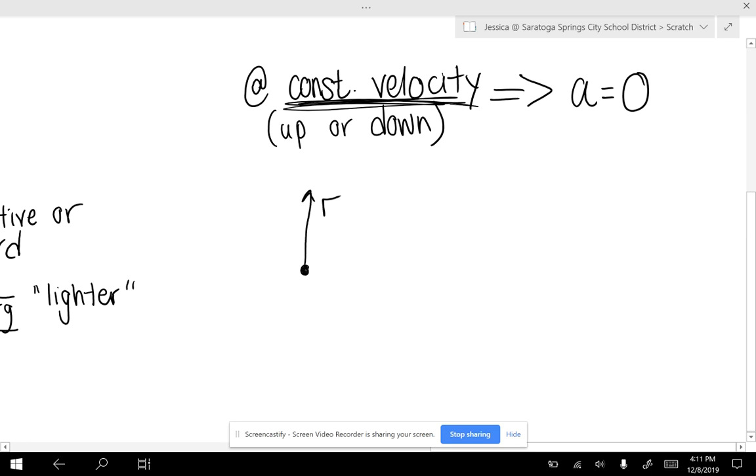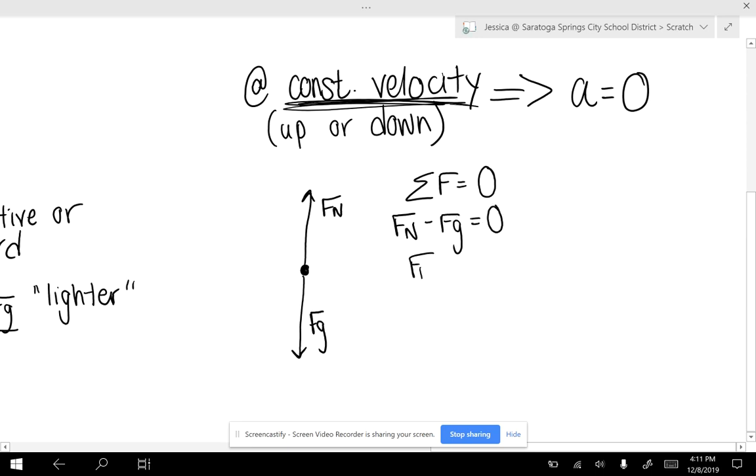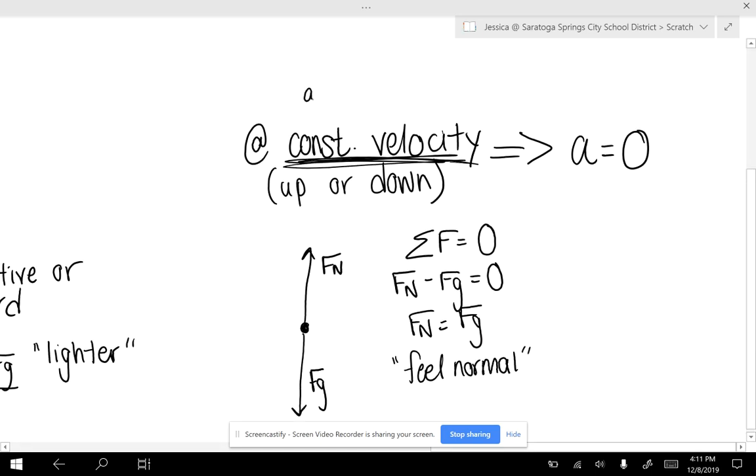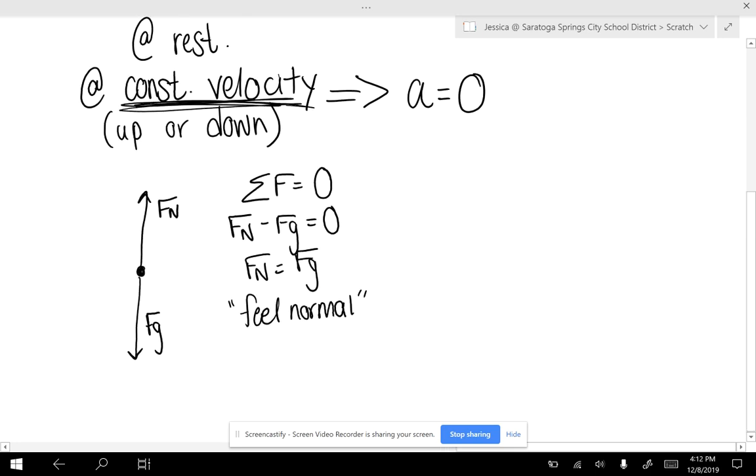So we have normal force, force of gravity, and our net force equation. Instead of equaling ma, we're going to equal 0 this time. So normal force minus Fg is 0. So normal force equals Fg. And this is when you would feel normal. You don't feel heavier. You don't feel lighter. You just feel the same. Again, you could be moving at a constant velocity upwards or constant velocity downwards. This even works if we are at rest. You feel the same, because our acceleration is 0. And in order for that to be true, the normal force and the force of gravity need to be equal.